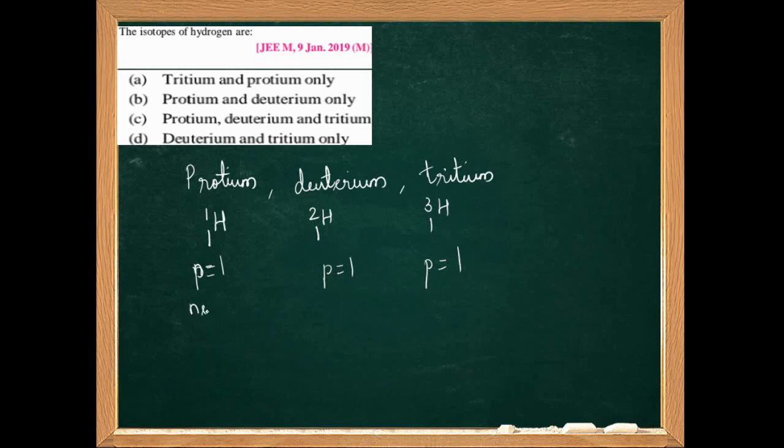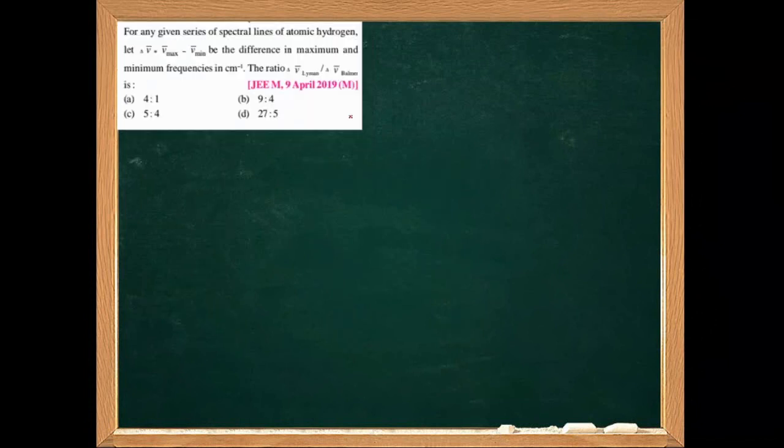The number of neutrons is 0 in this case, 1 in this case, and 2 in this case. Therefore, we have the atomic mass number as 1, 2, and 3. So these are the three isotopes of hydrogen. If you see which option contains these three, this is option C: protium, deuterium, and tritium. Fine.